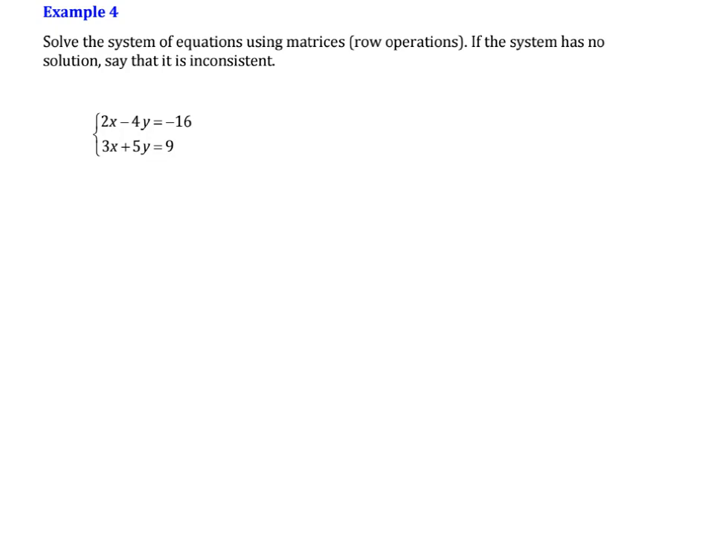So here we have a system of equations. Let's rewrite it as an augmented matrix. So we have 2, -4, -16, 3, 5, 9.